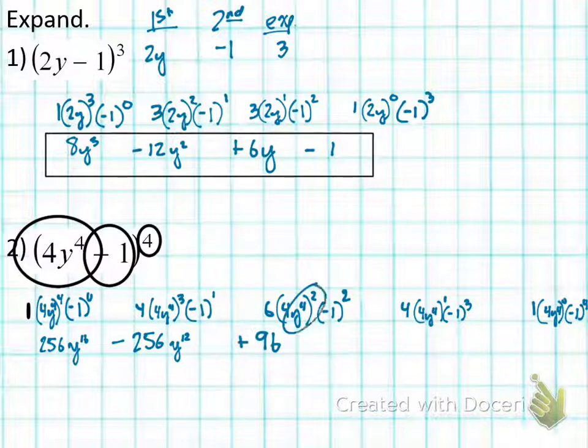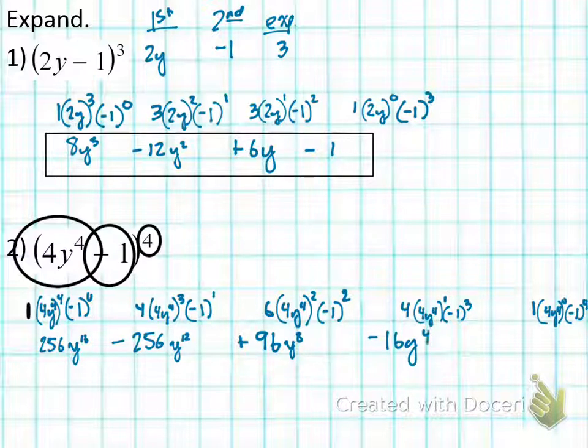Y to the 4th raised to the 2nd is y to the 8th power. Continuing on. Negative 1 to the 3rd is negative 1. Negative 1 times 4 is negative 4. 4 to the 1st is 4.